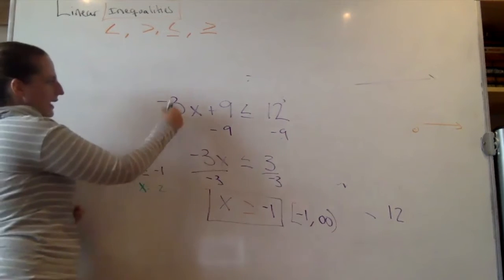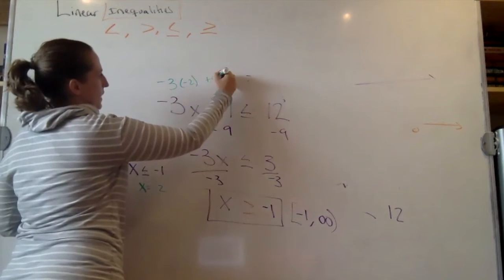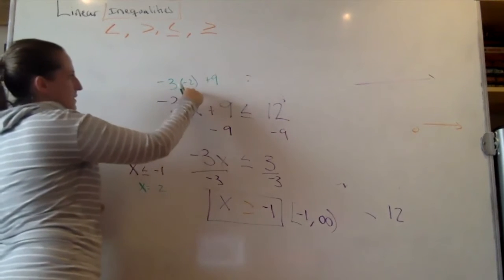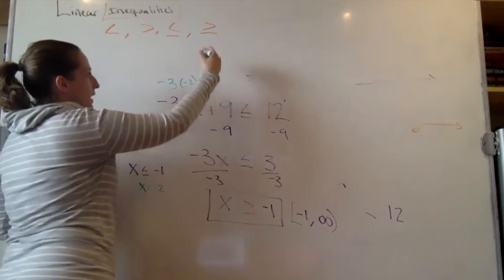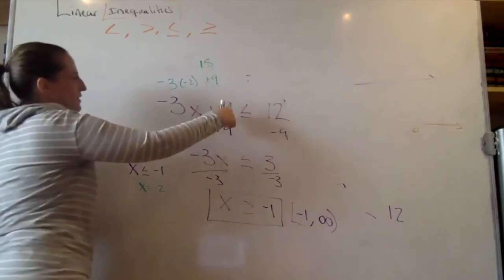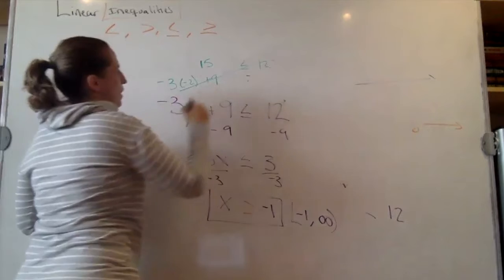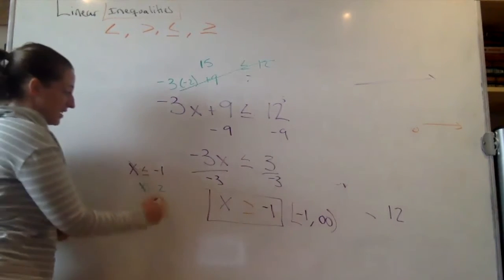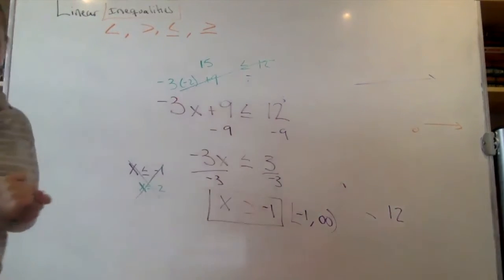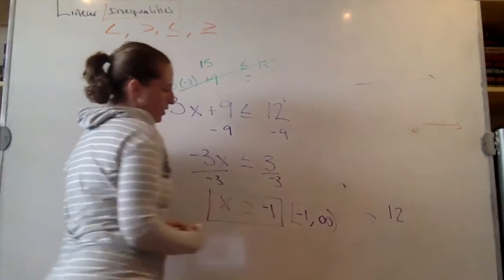But if we plug -2 in up here, -3 times -2 plus 9, well, -3 times -2 is 6. 6 plus 9 is 15. But is 15 less than or equal to 12? No. So if we forgot to switch the direction of that inequality, we got an answer that wasn't true. That's not good. Let's just check.